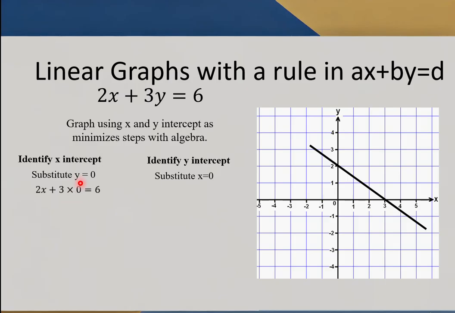So if I let y equal 0, I'm just left here with 2x equals 6, and I divide and I get x equals 3. Likewise, with substituting x equals 0, I'm left with 3y equals 6. I divide by 3, and it equals 2. I can then put those points on my Cartesian plane and graph it.